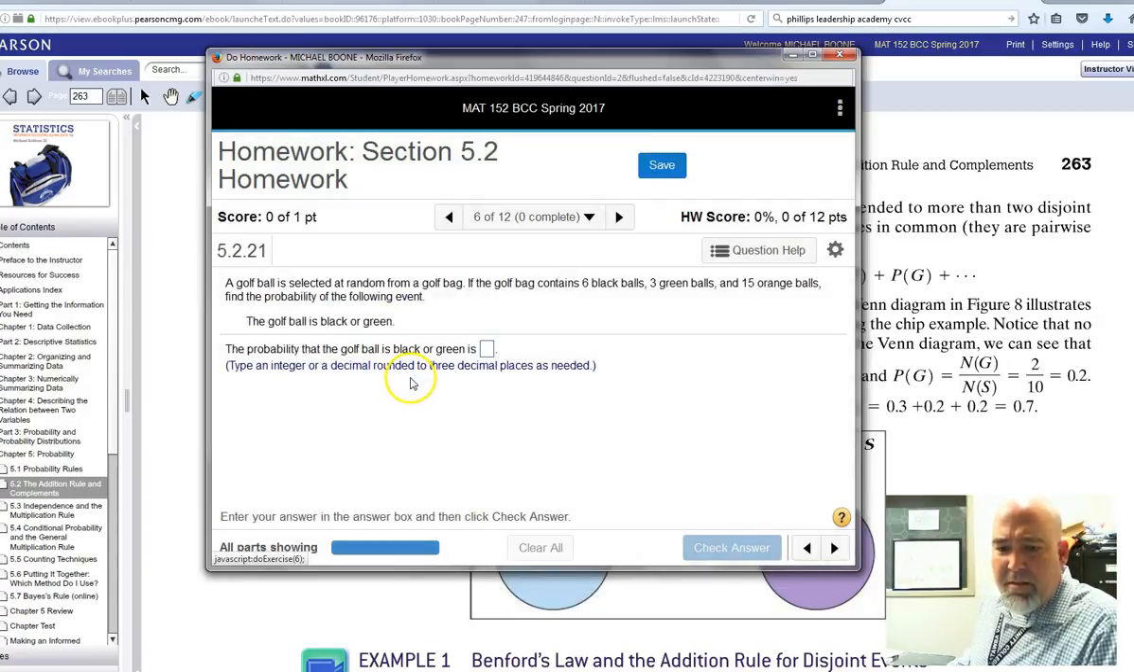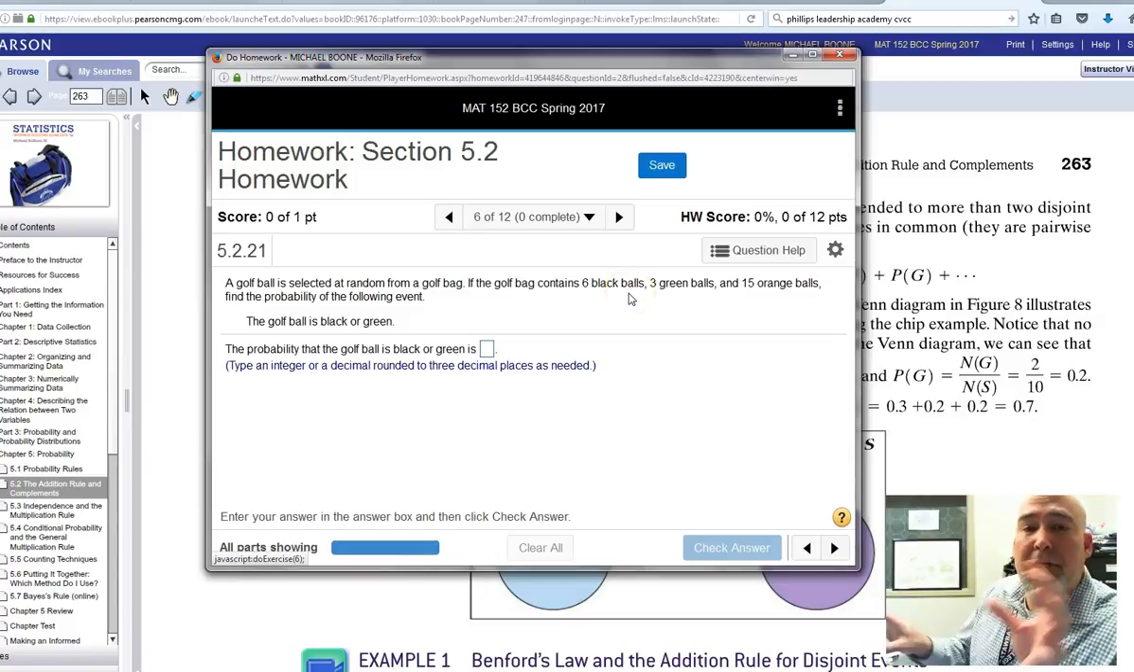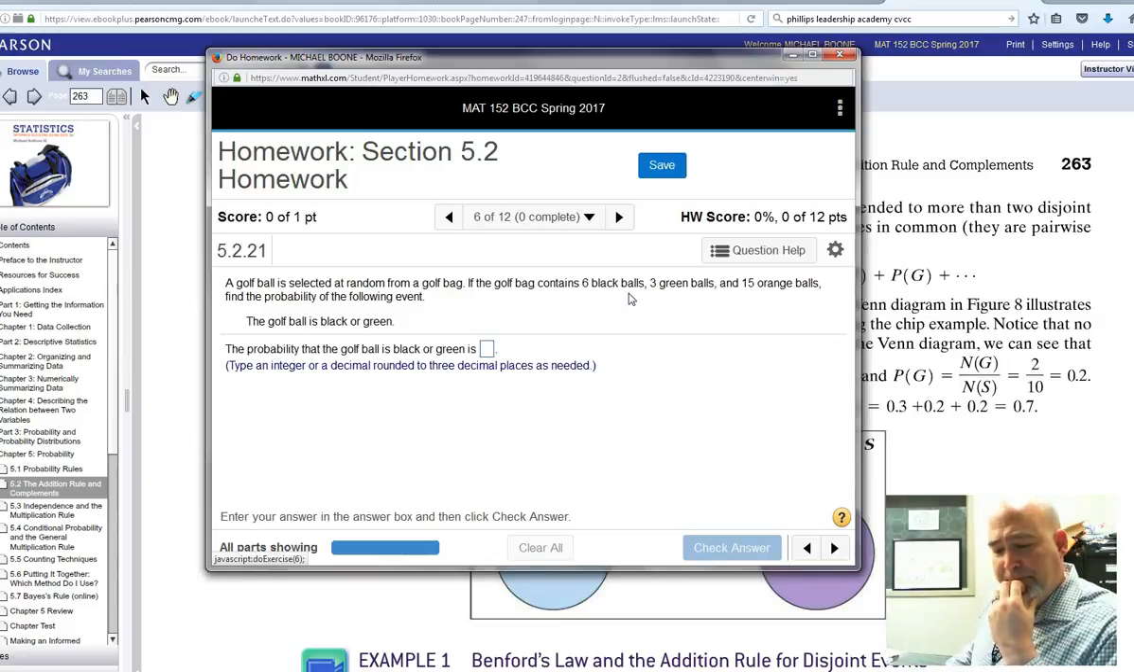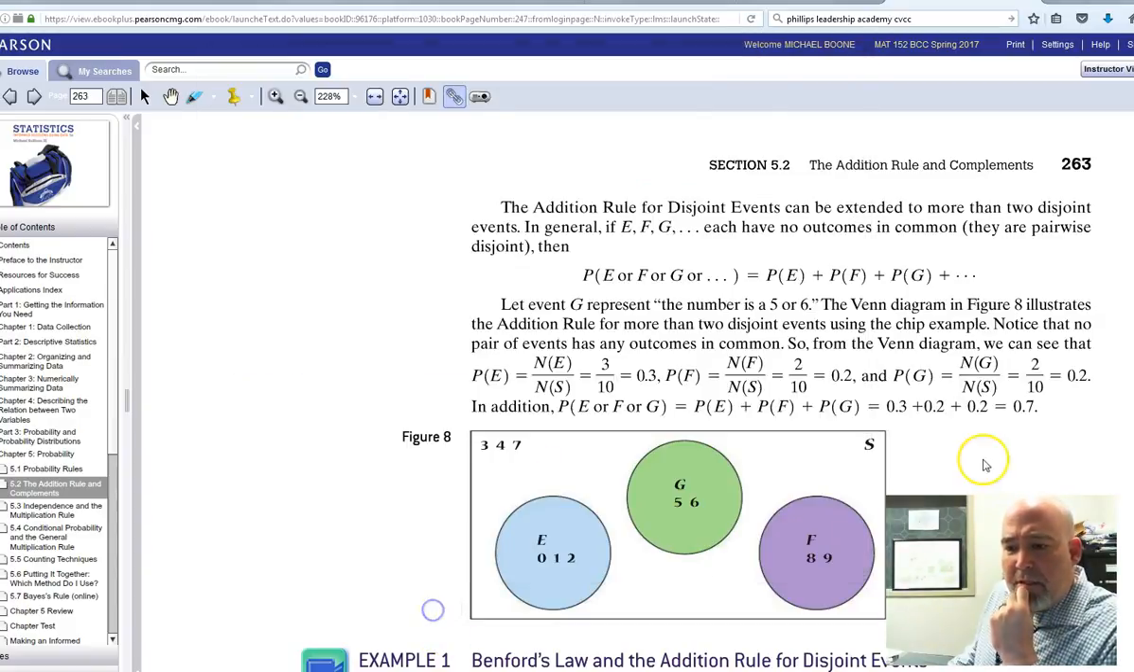Number 6, the golf bag contains 6 black balls, 3 green balls, and 15 orange balls. So the golf ball is black or green. If I was looking at black or green, that means I would add these up and divide by the total number of balls that I have. Again, they are mutually exclusive. They are separate. A black ball is not going to become a green ball. So that sets up for this general addition rule.